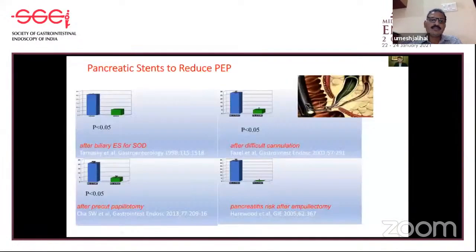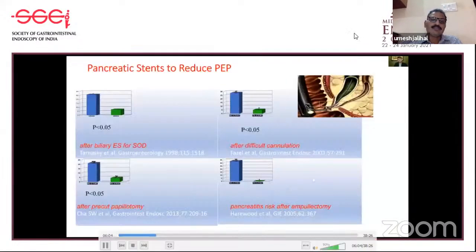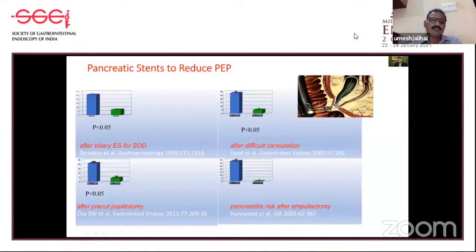How about pancreatic stents? The idea of putting a pancreatic stent is that you minimize the risk of periampullary edema. You allow the drainage of pancreatic secretions, thereby you minimize the risk. The indications that we know where it works are after biliary endoscopic sphincterotomy, based on Paul Tarnasky's study, there is a significant risk reduction. Also after a difficult cannulation and after a pre-cut papillotomy.